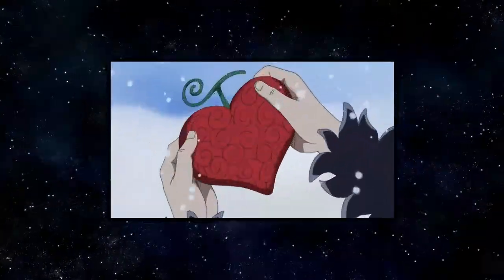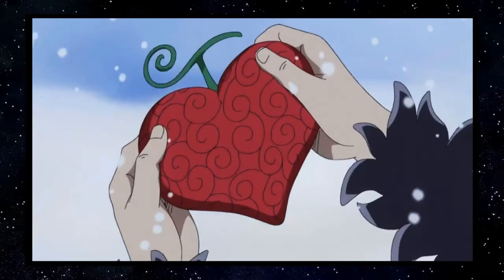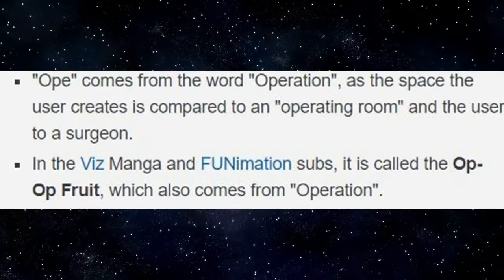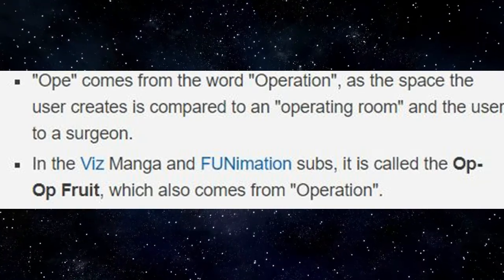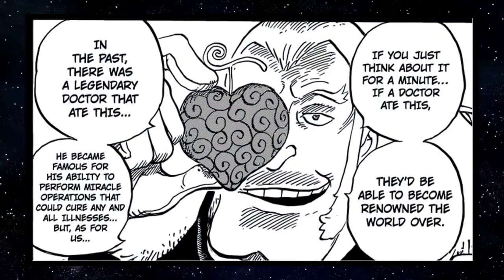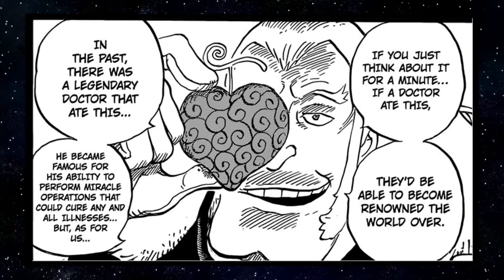So the Ope Ope no Mi first debuted in manga chapter 765, October 27th, 2014. The word Ope comes from the word operation, and if you were to spell operation, the first three letters spell Ope, and that is pretty clever on Oda's part, taking the word operation and shortening it down to Ope Ope no Mi.